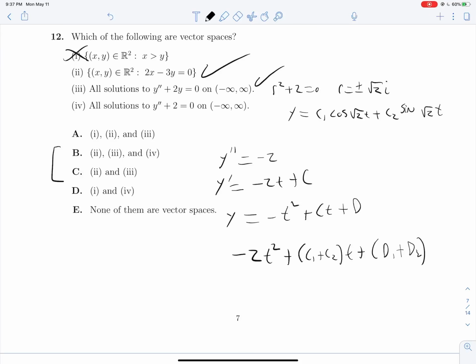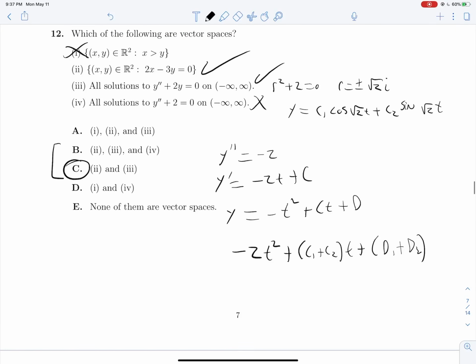This is not good at all, because no matter what, -2 is not equal to this -1, which all of the members of our set have to have. We have to have -t squared. But when we add elements, we get -2t squared. So this is not closed under vector addition. And so there we have it. We have answer choice C for number 12, because 4 does not work.